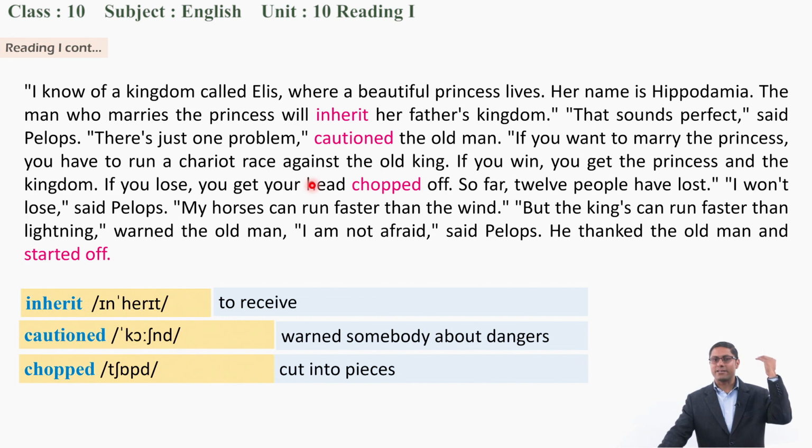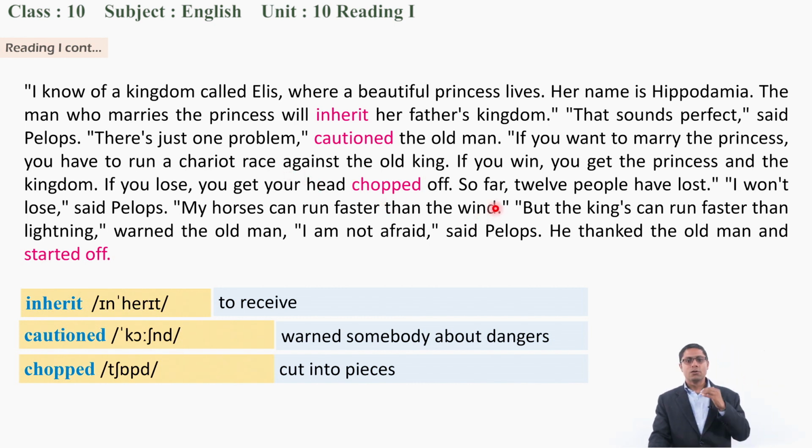Okay, he would be beheaded. So far 12 people have lost, means 12 people had already been killed because they could not win the race. I won't lose, said Pelops. He was very confident. My horses can run faster than wind, because the gods had given him the horses.